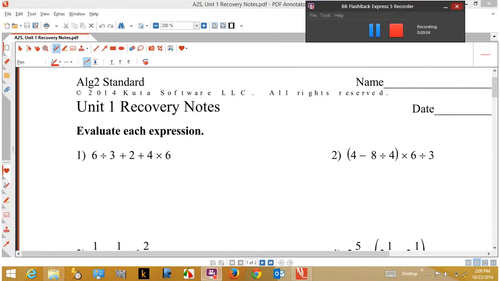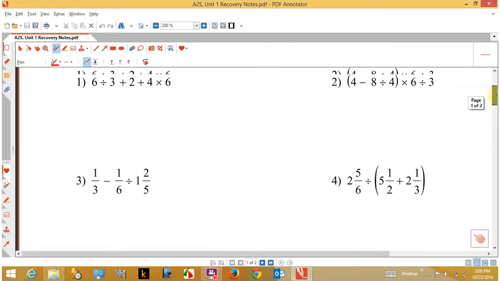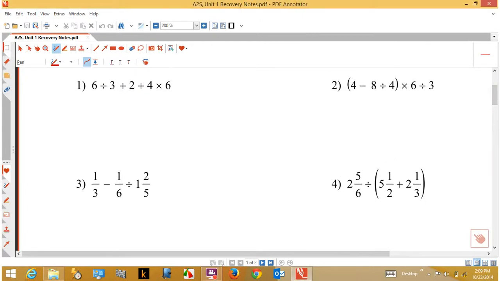Okay, I'm going to work a practice test for the Unit 1 recovery. So starting with problem number 1. Let's take a look at what we have here.